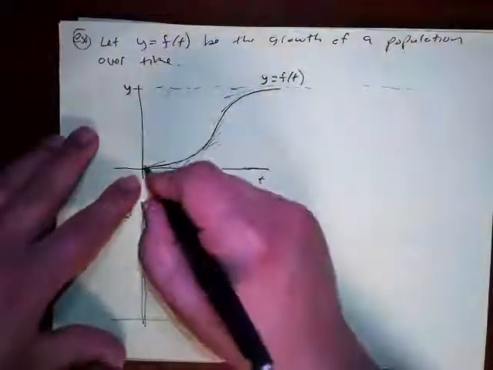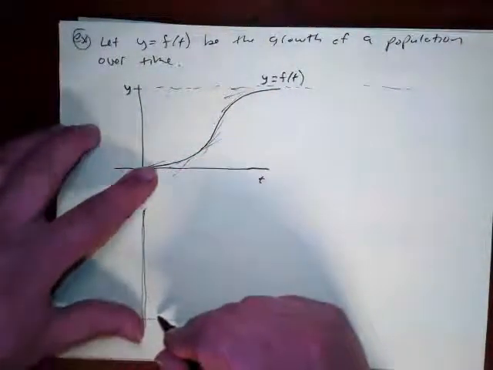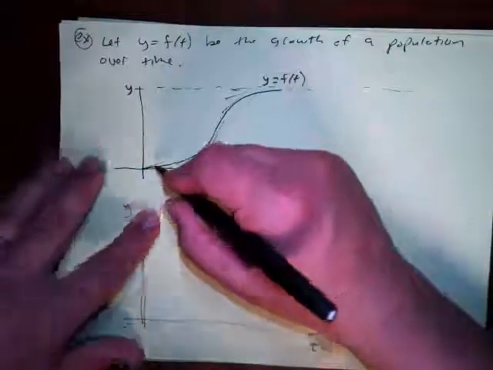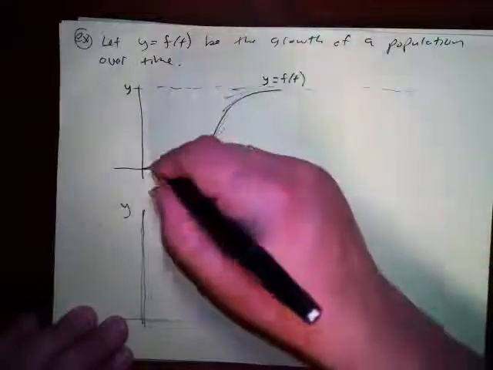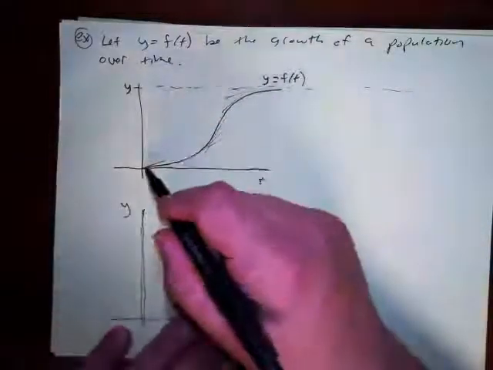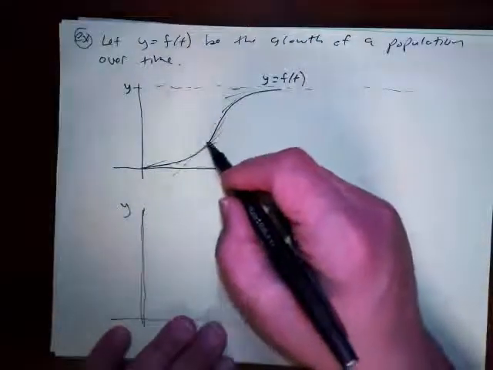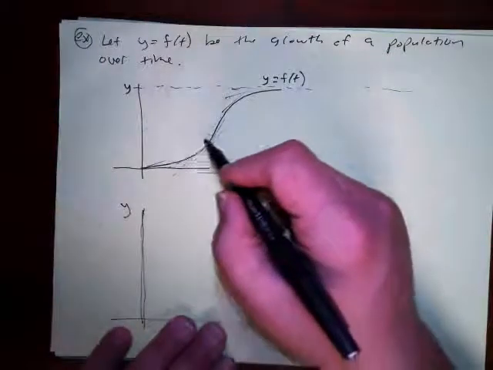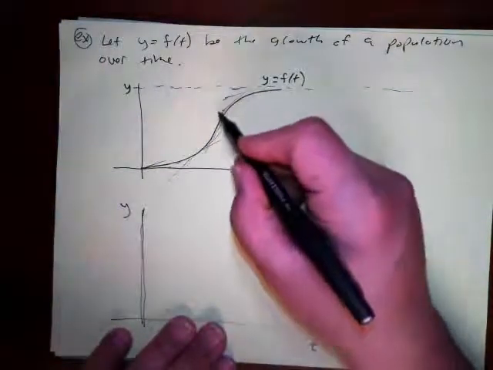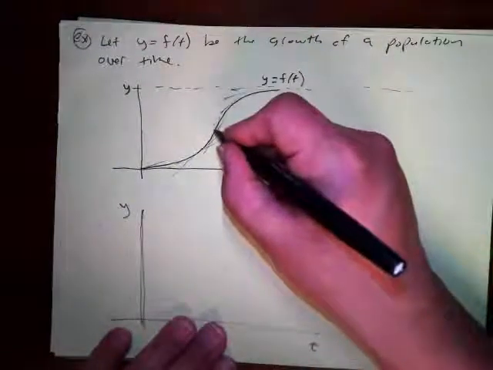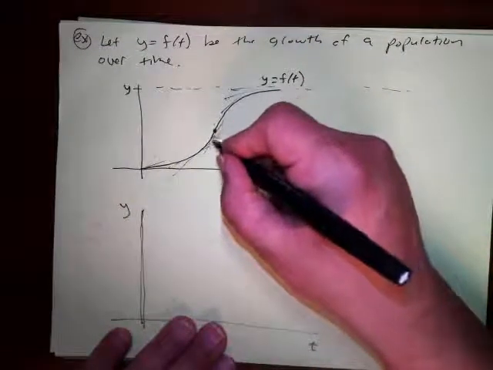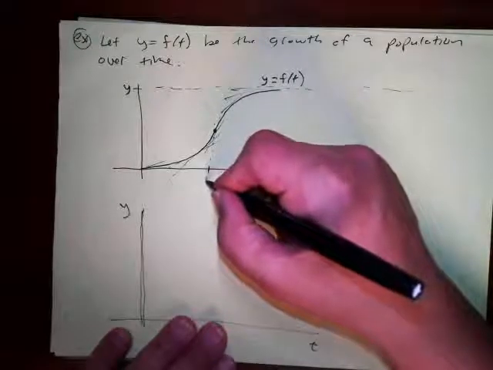And so it's going to be close to 0 at the beginning, not quite 0. And then it's going to get steeper and steeper and increase. And notice this is another one of those places where this graph is going from concave up to concave down, right? Where it's changing its concavity, and I don't know, maybe about there. And so this is the inflection point.